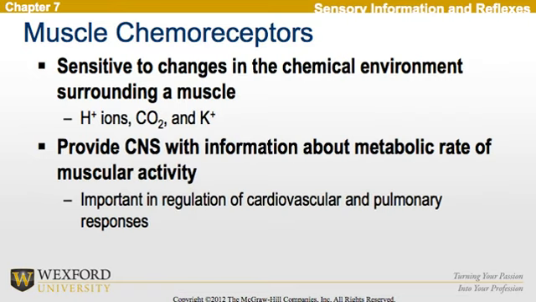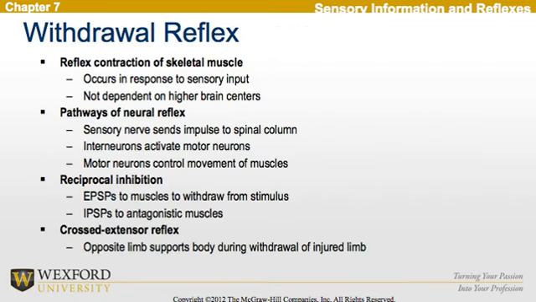Moving on to muscle chemoreceptors, we see they are sensitive to changes in the chemical environment surrounding the muscle, such as hydrogen ions, carbon dioxide, or potassium. They also provide the central nervous system with information about the metabolic rate of muscular activity. They're very important in the regulation of cardiovascular and pulmonary responses.